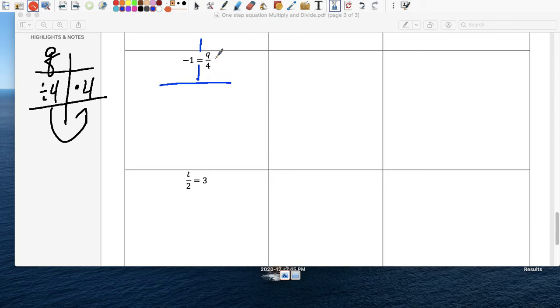So on the right side, I'm going to multiply by 4. And then the left side, I'm going to multiply by 4. 4 times negative 1 is negative 4, right? This 4 and this 4 simplify, because 4 divided by 4 is just 1. And 1 times q is just q. So there's my answer. Let's copy the original equation.